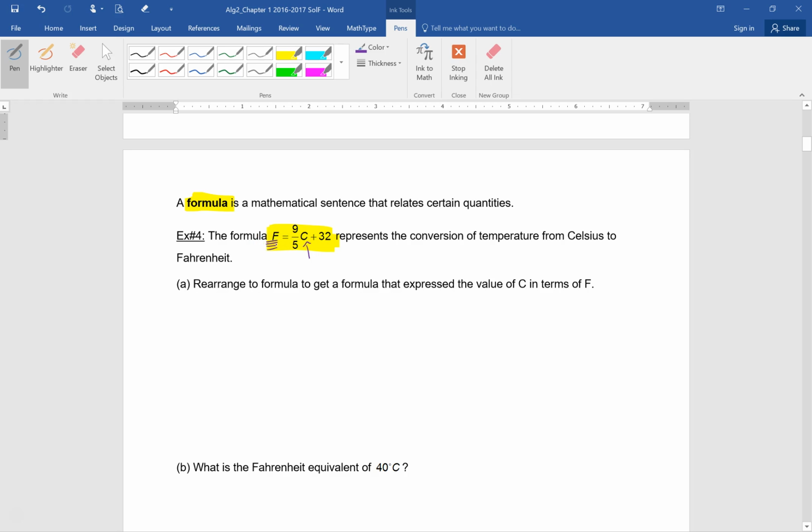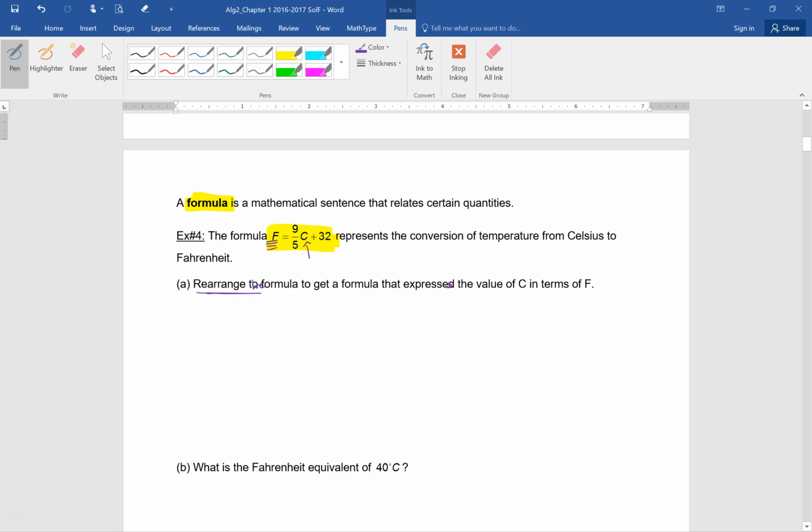Okay? Now, what if though you're talking to your aunt in France and you say, oh my God, I'm so sick, I just took my temperature and it's 100 degrees. And she wants it in Celsius. So now what we have to do is rearrange this so that it gives us the Celsius answer. Okay? So that's the first question here. It says rearrange. This should say the formula, to get a formula that expresses the value of C in terms of F. Okay? So we're going to rearrange this one.